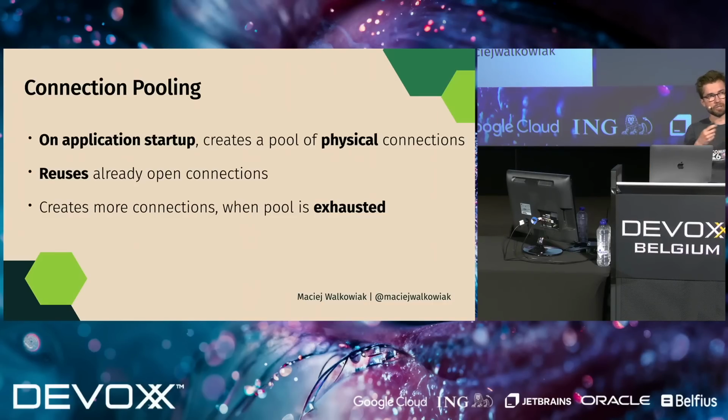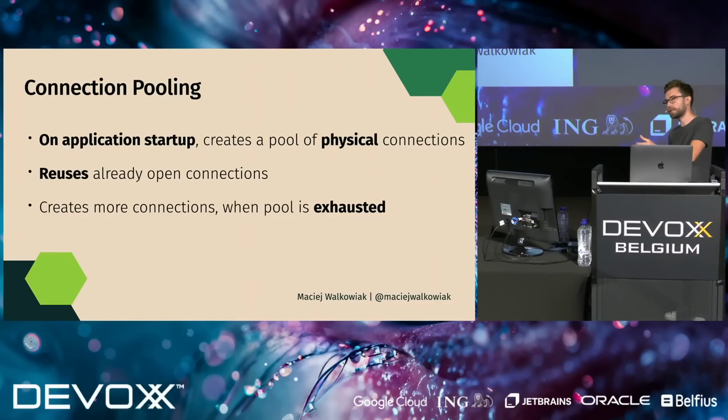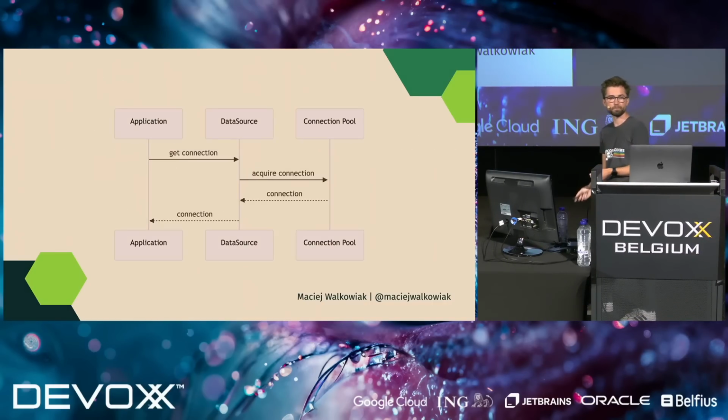And then whenever the application needs a connection, instead of going through the network to the database, it just takes the connection from the pool. So in this case, there is no network, and acquiring the connection is very fast. So we achieved exactly what we needed.